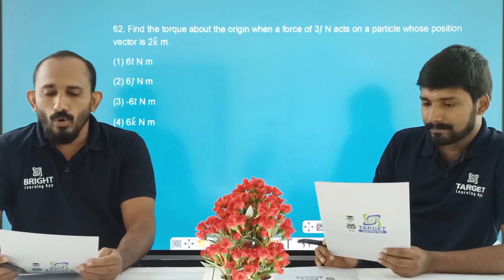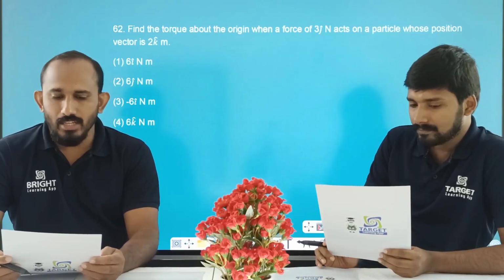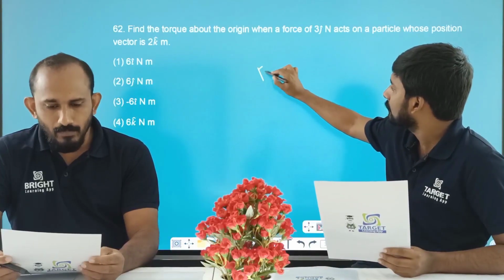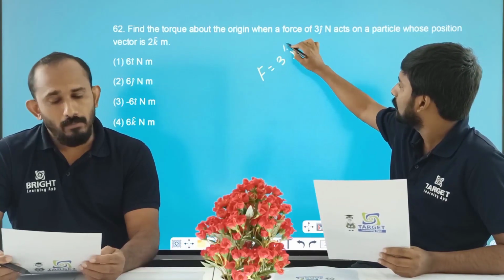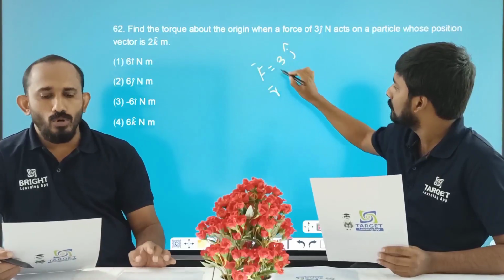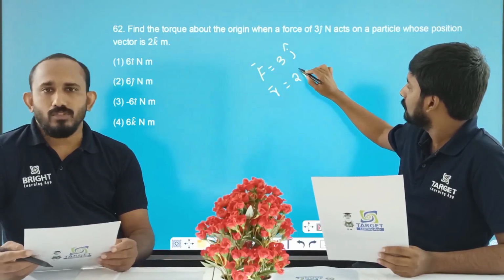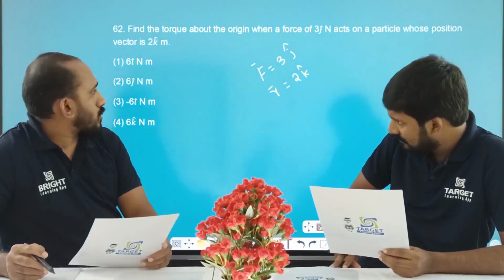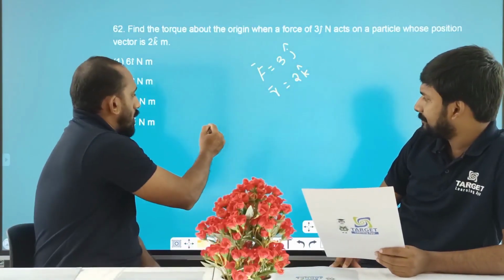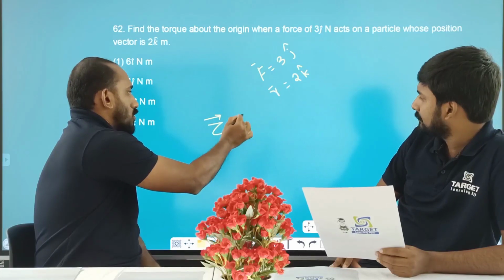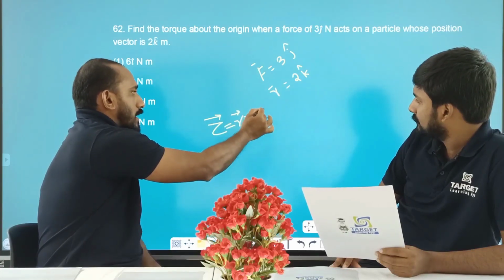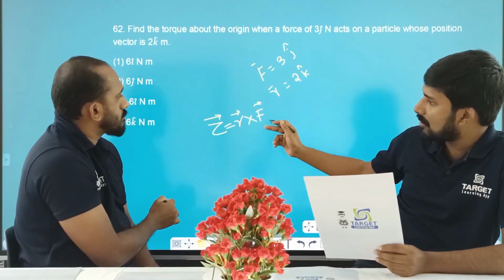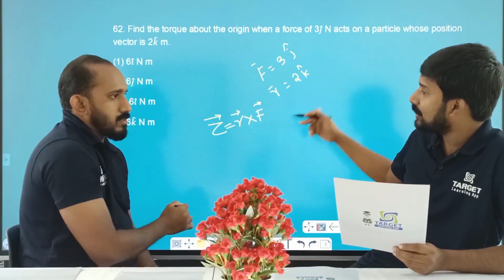Find the torque about the origin when a force of 3J Newton acts on a particle whose position vector is 2k meters. So we have the force and position vector of the particle given, and you have to find the torque. The basic equation only, torque tau is equal to R cross F. So vector R cross vector F is there. Its expansion will be mod R mod F sin theta into n cap, the unit vector.